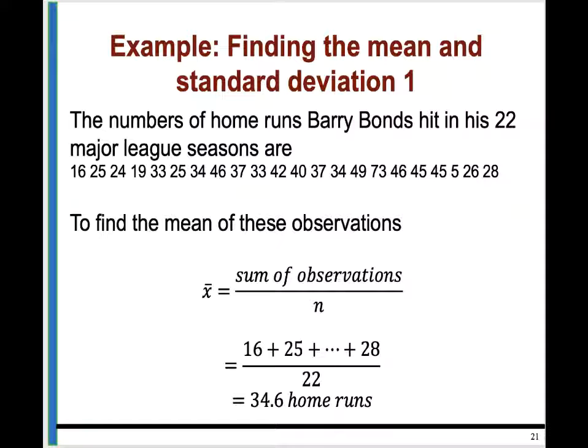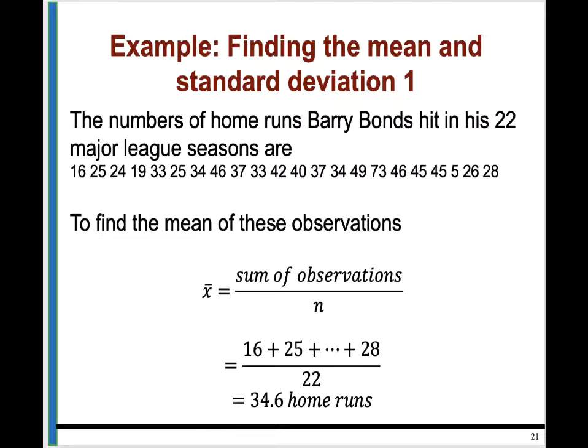Finding the mean is not too bad, but even then we probably would want to use technology to calculate this. To find the average for Barry Bonds, you would add up all of his observations. They don't even have to be in order. Divide by the fact that there were 22 of them, and we see that he had an average of 34.6 home runs in each season.